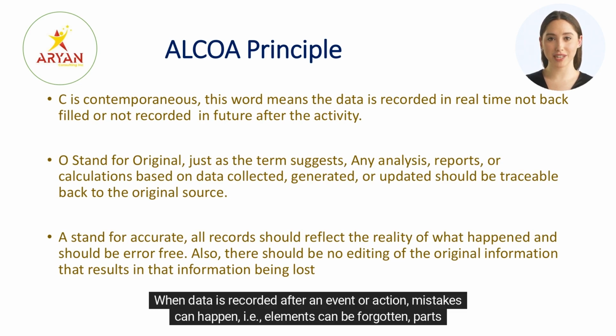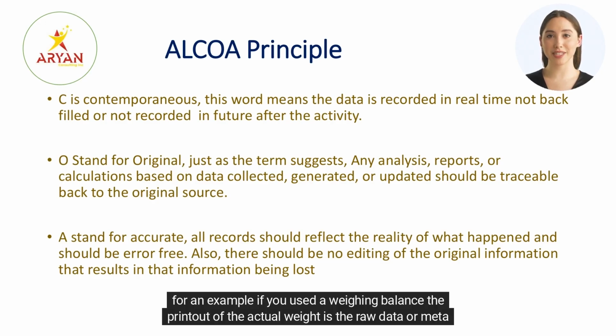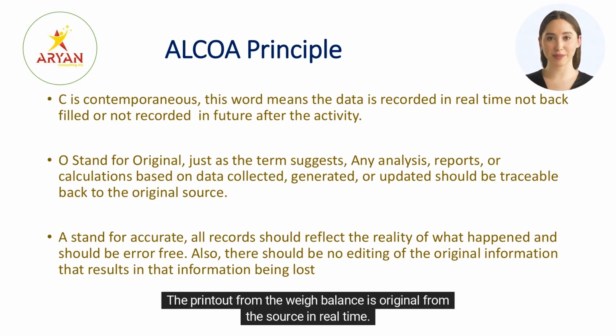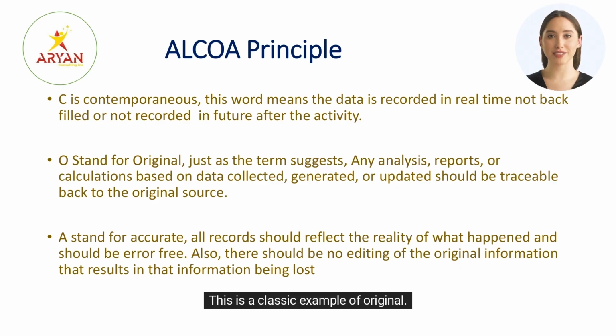When data is recorded after an event or action, mistakes can happen, i.e., elements can be forgotten, parts can be left out, and information can be recorded inaccurately. O stands for original, just as the term suggests. For example, if you used a weighing balance, the printout of the actual weight is the raw data or metadata, which is original. The printout from the weigh balance is original from the source in real time. This is a classic example of original.